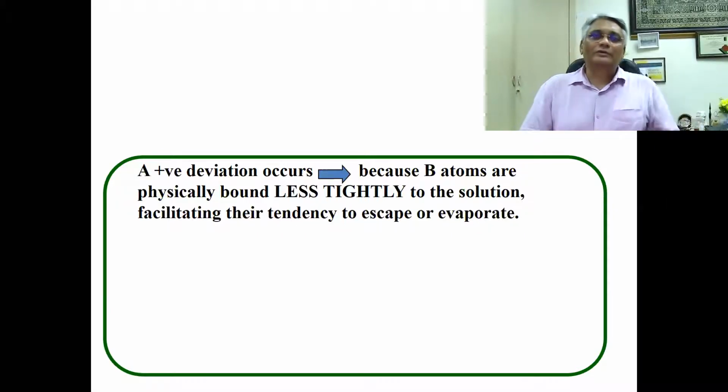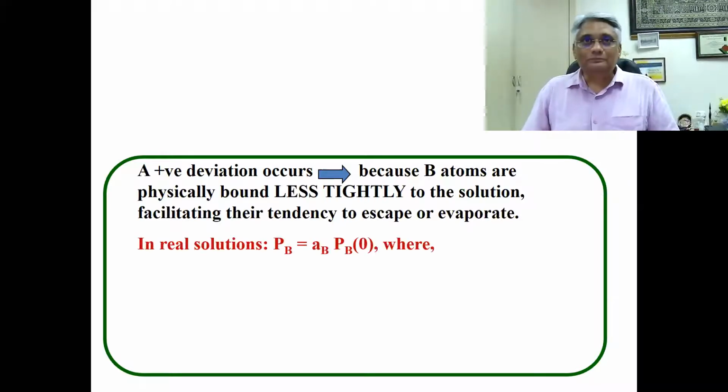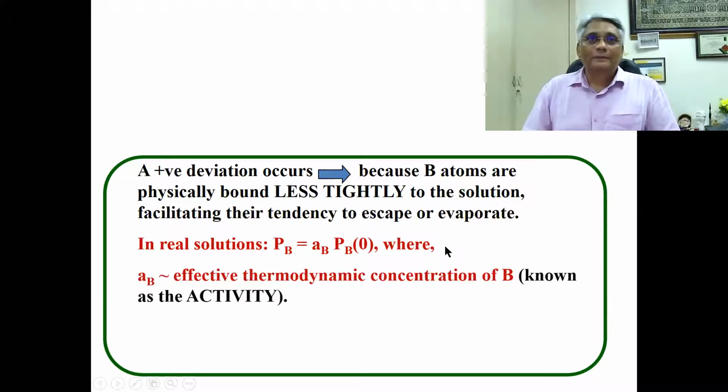whole idea of thin film growth of even inorganic compounds that are grown by other methods is to break up that inorganic compound into its individual constituents and then make these constituents recombine into a regular periodic lattice. Okay, so in real solution, you have PB is equal to AB times PB naught, where this AB is the effective thermodynamic concentration of B, which is also known as the activity, right?